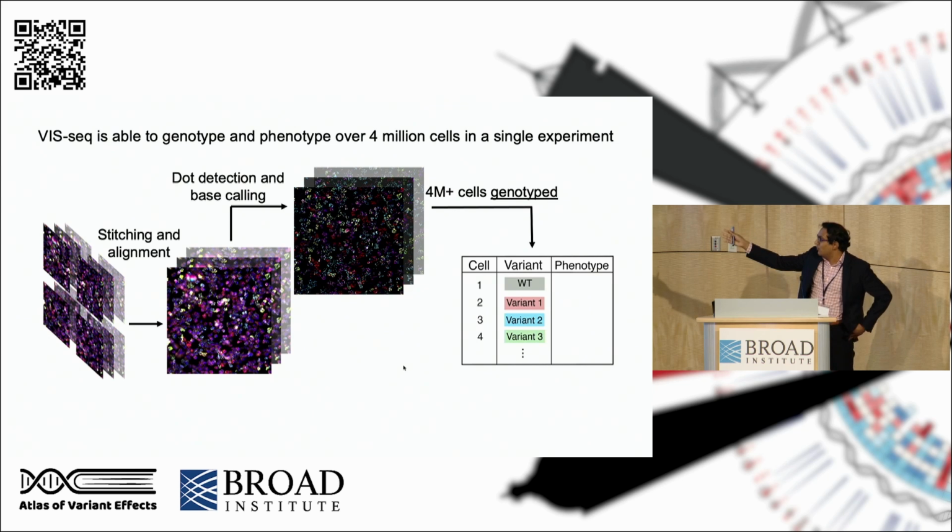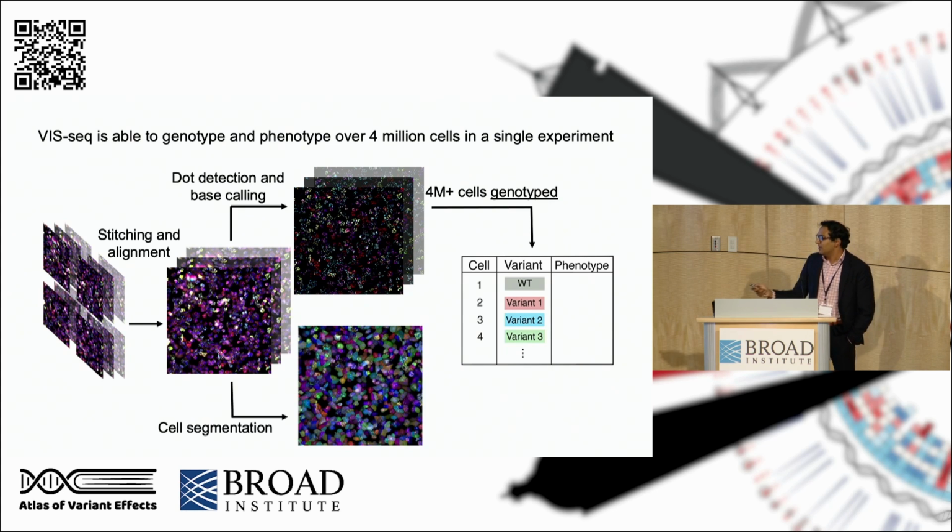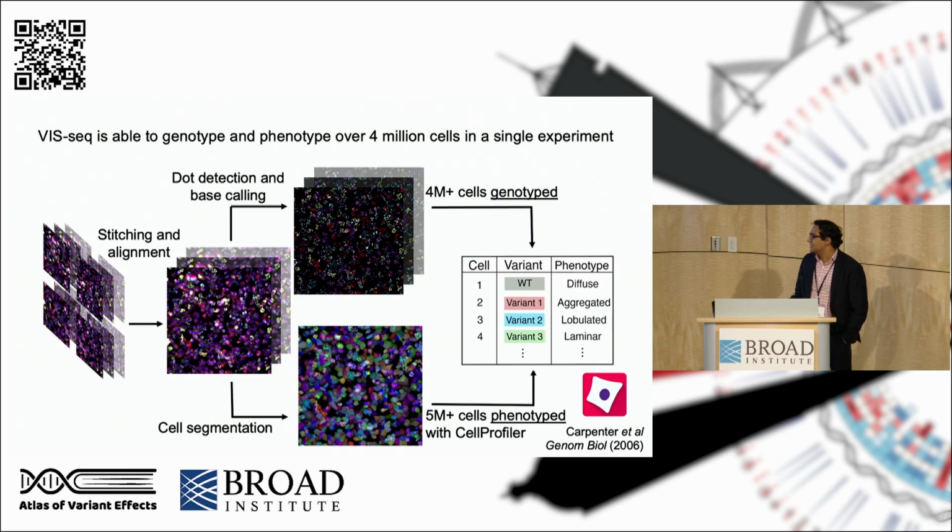So we get this sort of table where you have a bunch of cells. Each cell might have a genotype that we're able to get from the in situ sequencing. And then similarly, we do cell segmentation and then assign each cell a phenotype. And we're currently integrating with methods like Cell Profiler to try to get really high dimensional phenotyping of every cell.